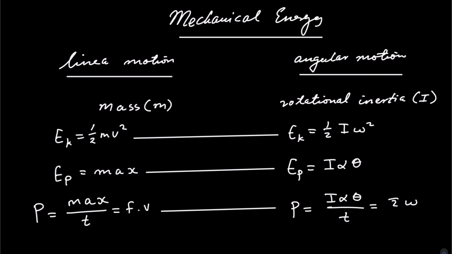Okay, now remember, torque is the force multiplied by the perpendicular distance. Or you can simply just see that because this is a dot product, you can see this is the force times distance times cos of the angle between them.